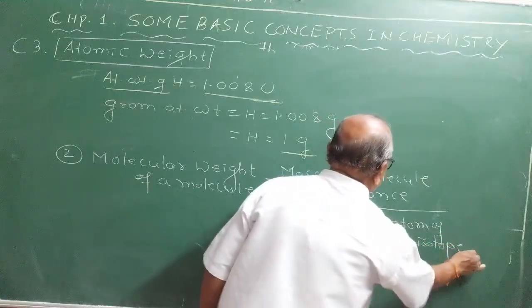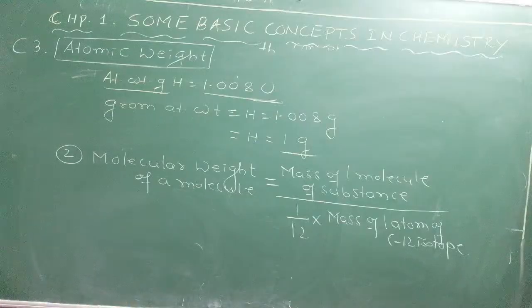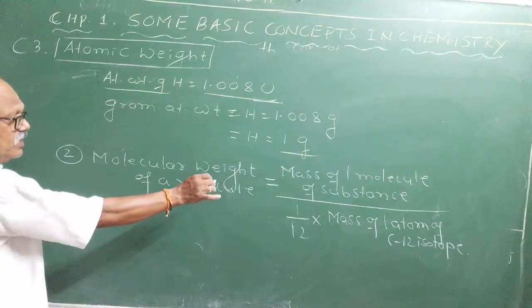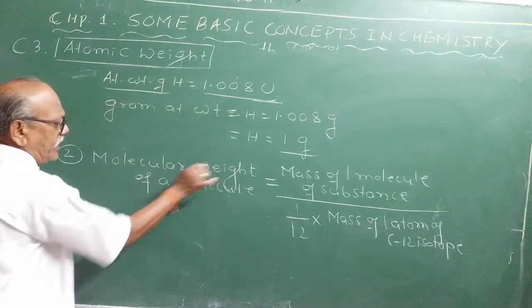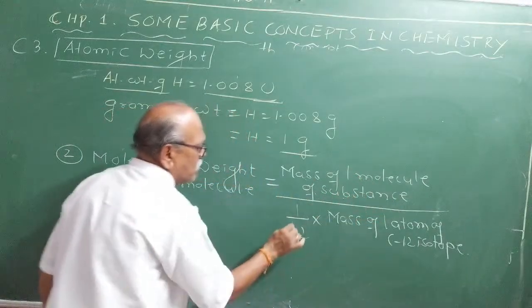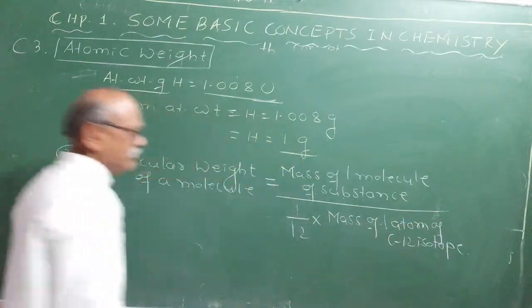Same definition for molecular weight also. The molecular weight of a molecule is equal to the mass of one molecule of a substance divided by 1/12 of the mass of 1 atom of carbon 12 isotope.